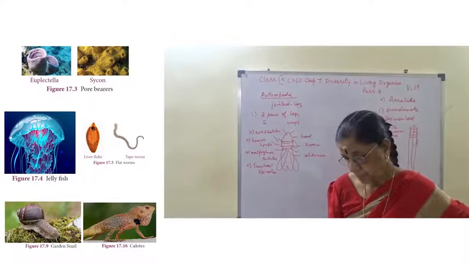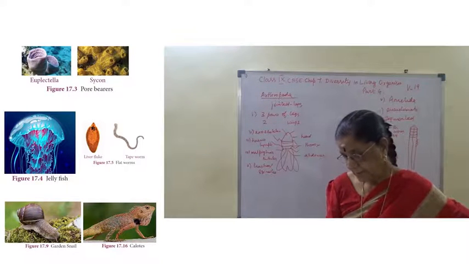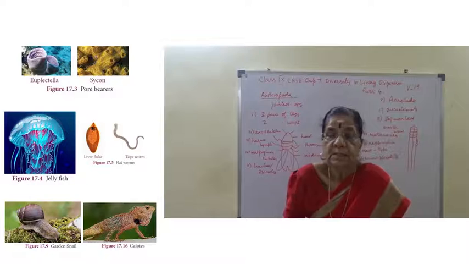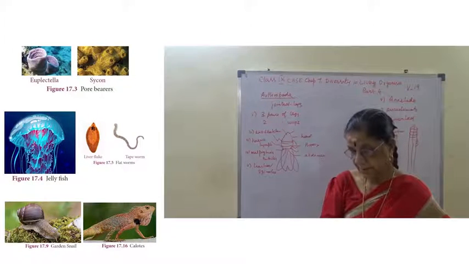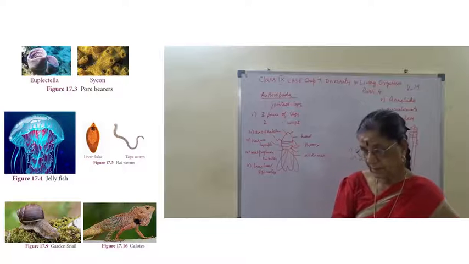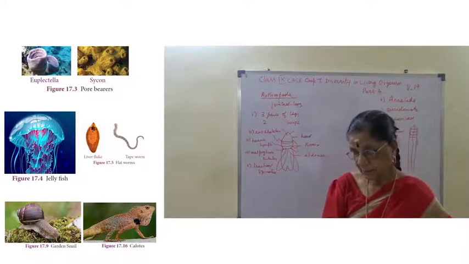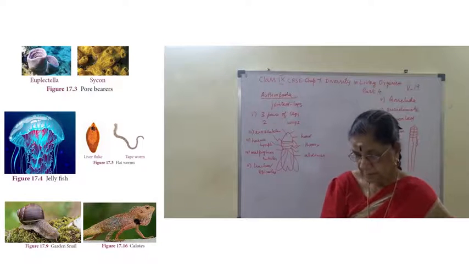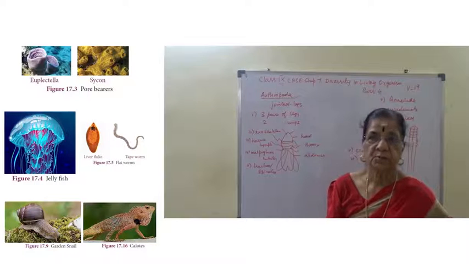Arthropods are probably the largest group of animals. These animals are bilaterally symmetrical and segmented. They have an open circulatory system, so the blood does not flow in blood vessels. The coelomic cavity is blood filled. And then jointed legs. Examples: prawn, butterfly, housefly, spider, scorpion and crab. This is for phylum arthropoda.